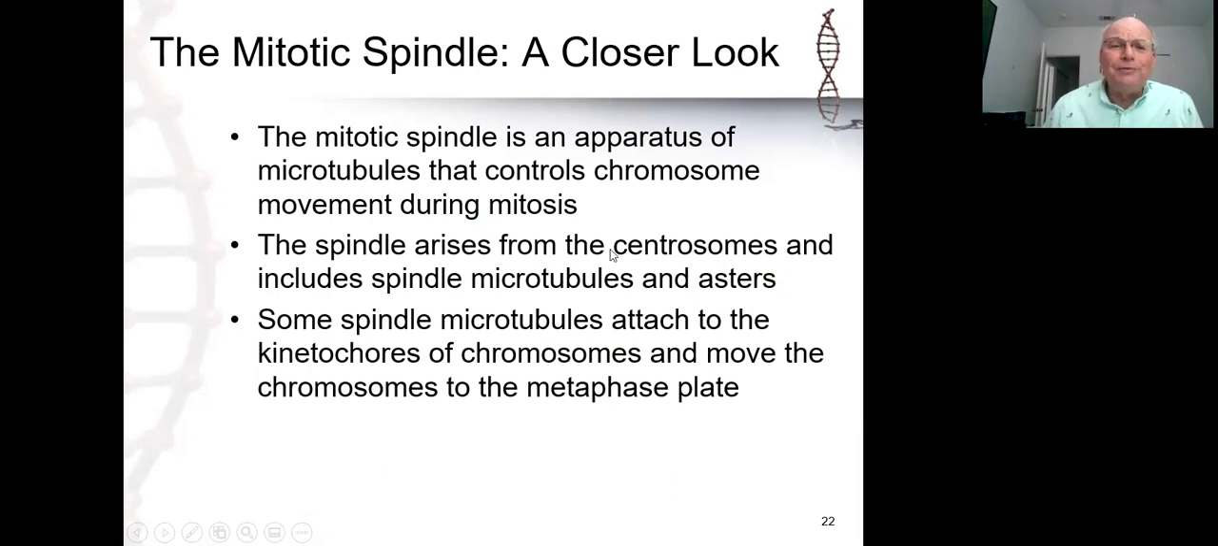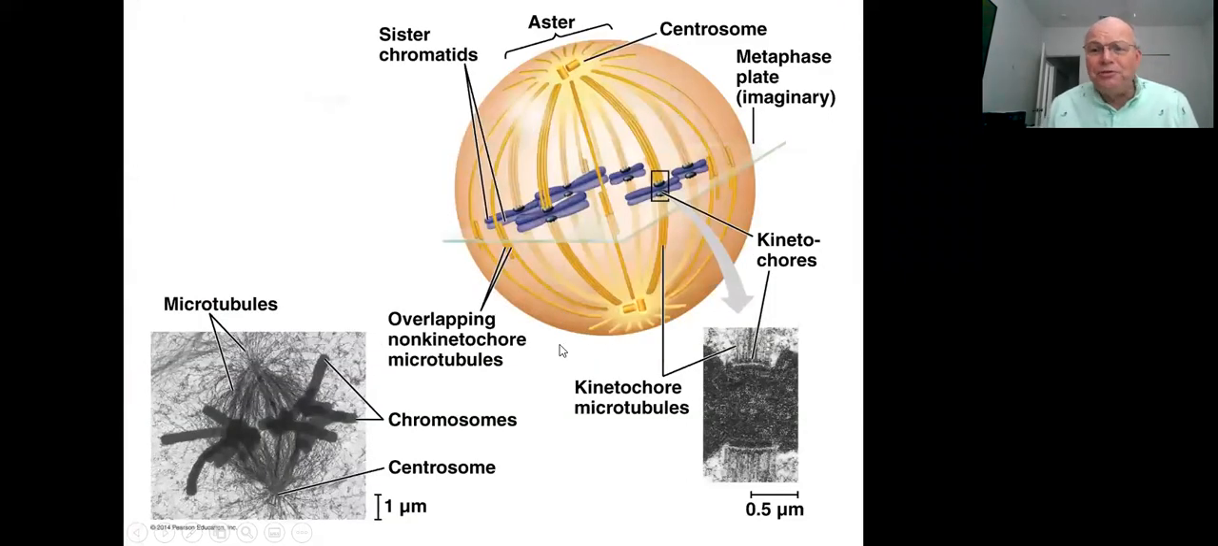So what is the role of the spindle? Well, we've seen that the role of the spindle is to guide the movement of the chromosomes, capture the chromosomes, move them to the center of the spindle, ultimately in metaphase, and then to guide the sister chromatids after they separate from each other, what are now daughter chromosomes, as they migrate to opposite ends of the spindle. No mystery there.